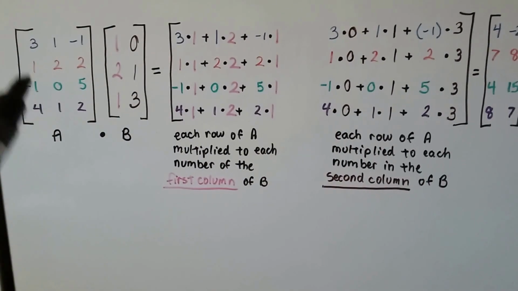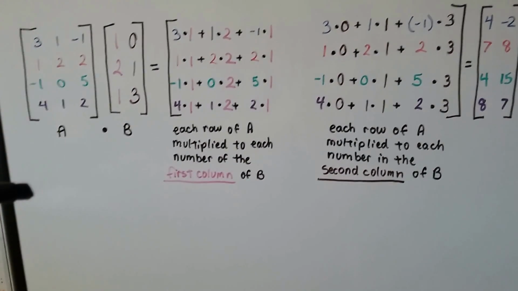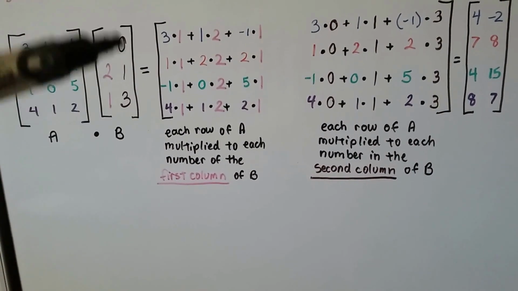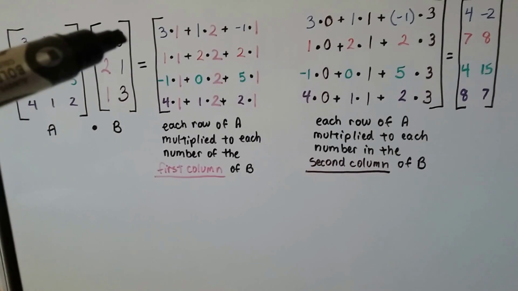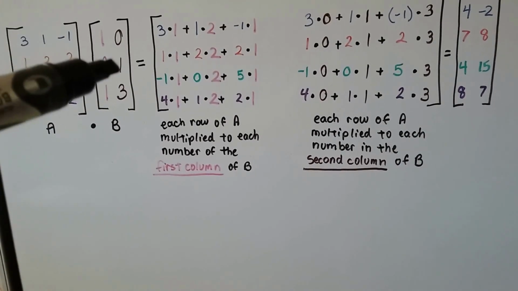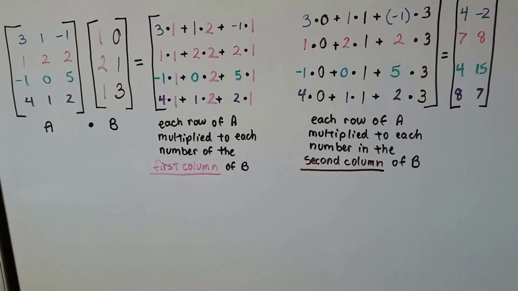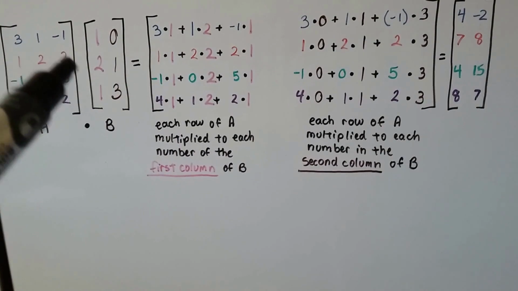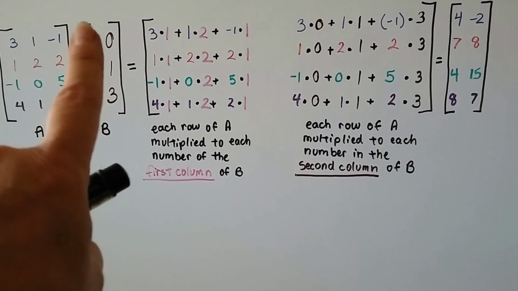So each row in this matrix A has to be multiplied to that number in the second column of B. So this 3 is going to be multiplied to the 0, then the negative 1 to the 1, the 1 to the 1, and the negative 1 to the 3, see? Then the 1 to the 0, the 2 to the 1, the 2 to the 3. Almost as if this column wasn't even here, see?